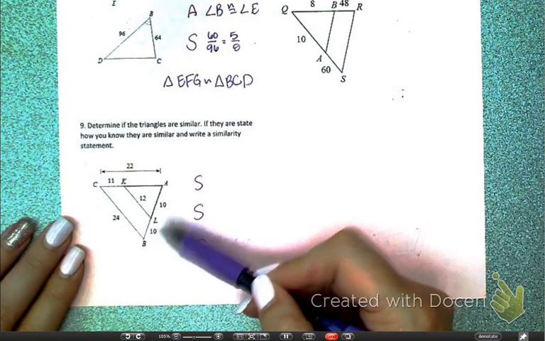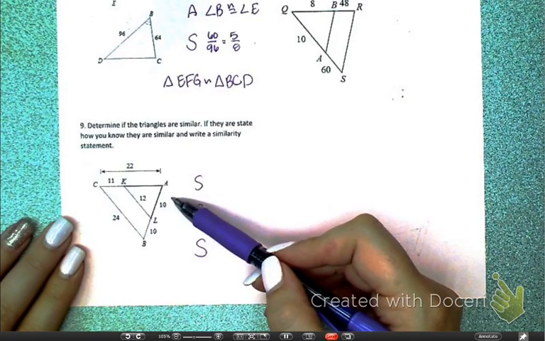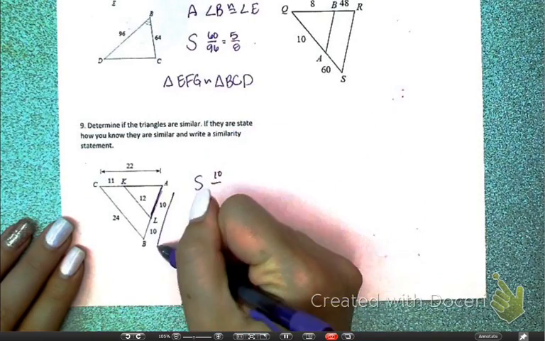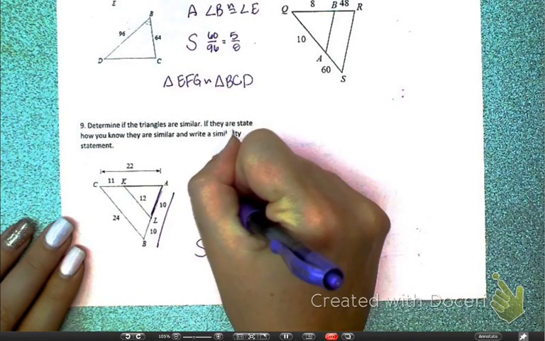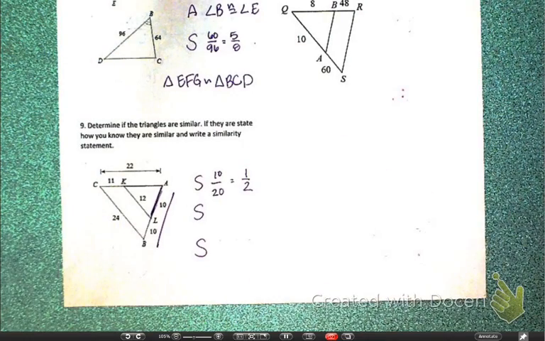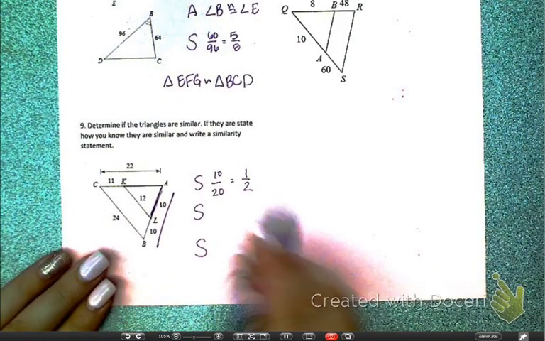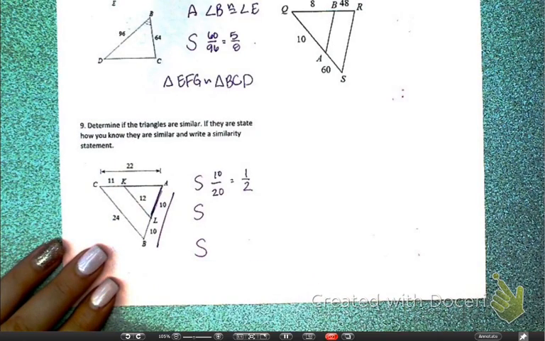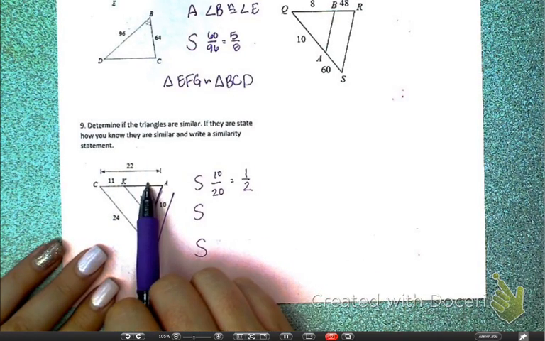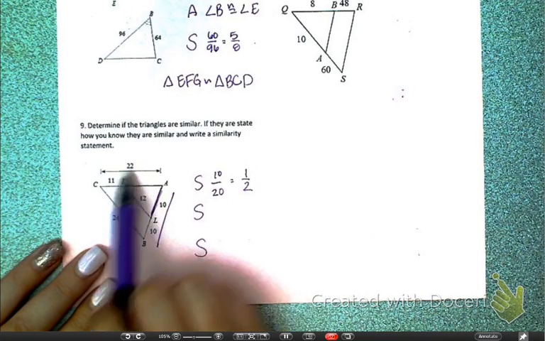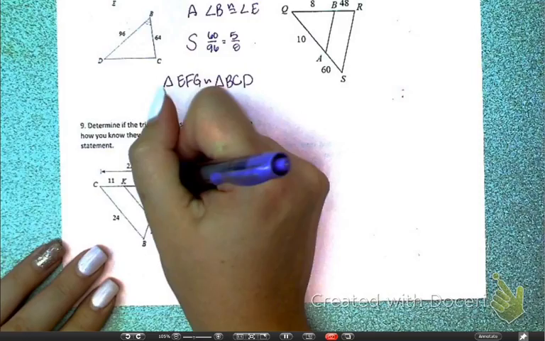What is the small triangle? 10. Right? Here's the small triangle. What is the whole triangle? 20. Which reduces to 1/2. Okay? What is the small triangle? How do you know it's 11? Because I don't see anything here. 22, which is the whole thing, minus this piece, which is 11, makes that piece 11.